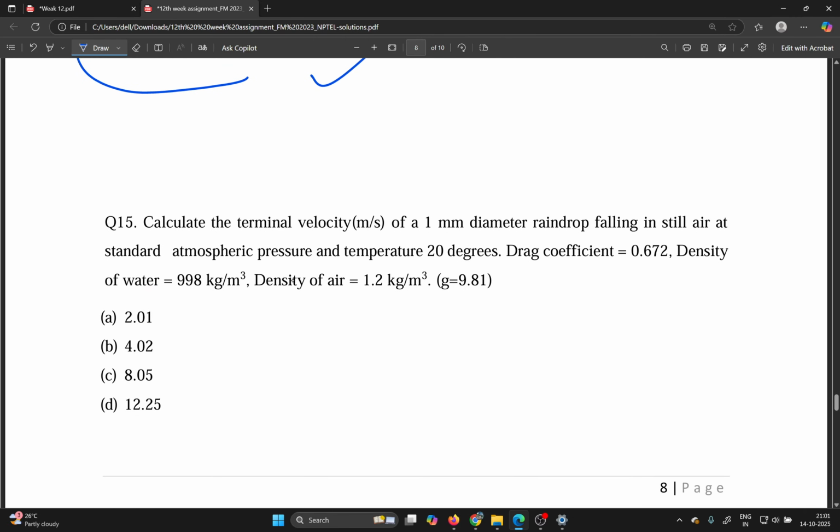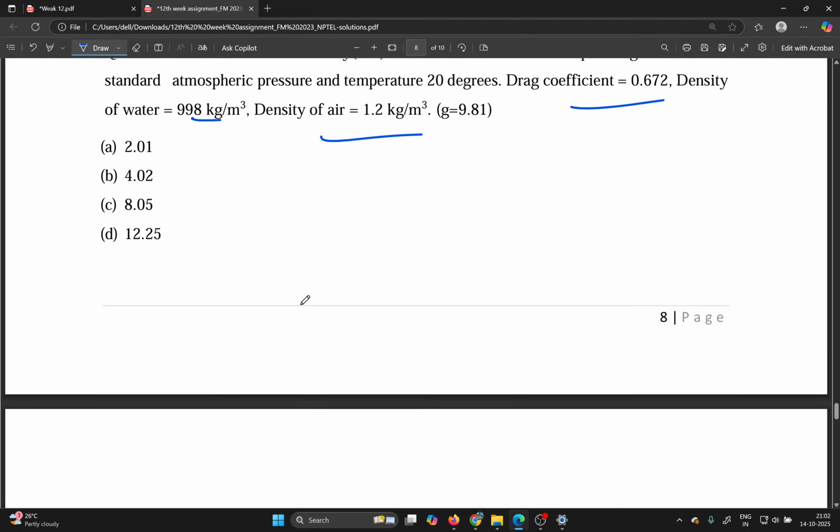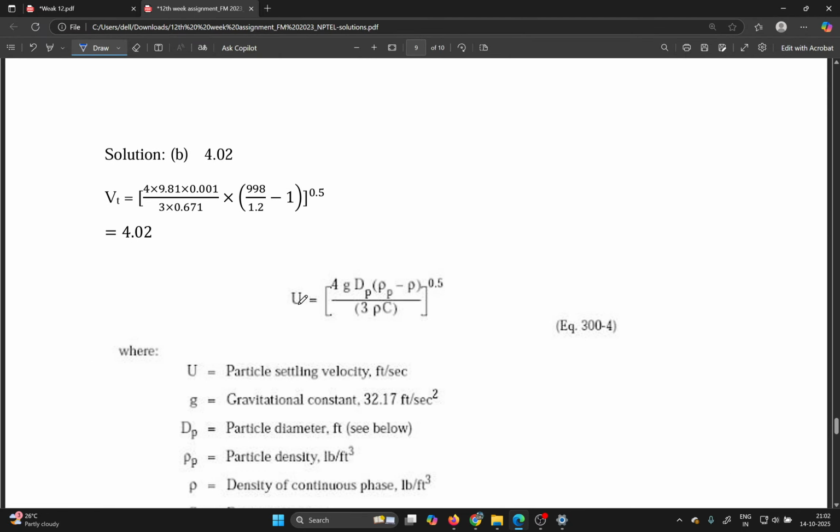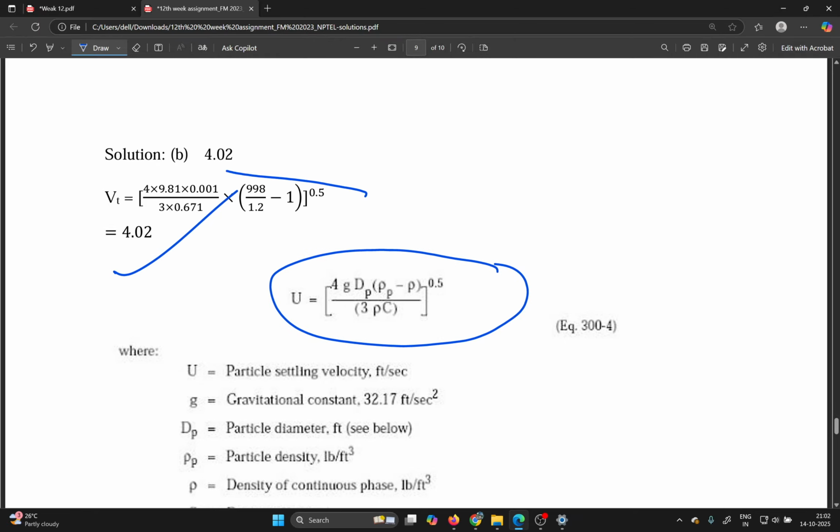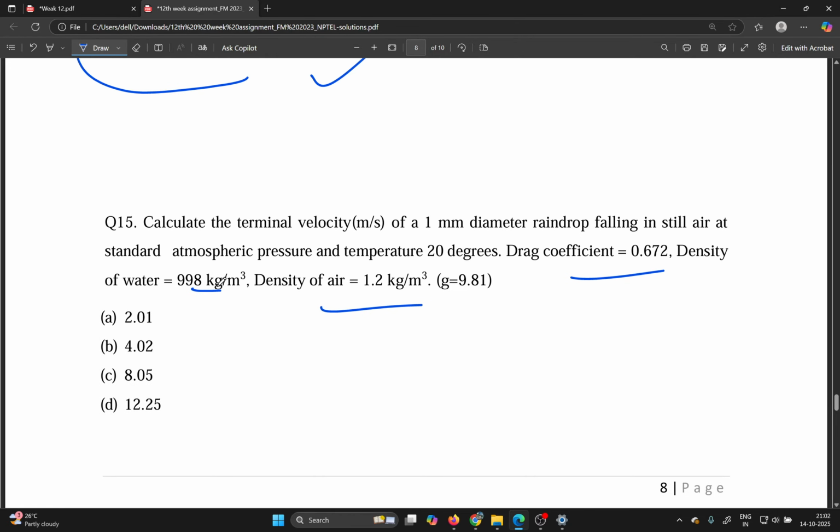Next one, calculate the terminal velocity of a 1 mm diameter droplet falling in still air at standard atmospheric pressure and temperature 20 degree. Drag coefficient is given, and the density of water and density of air are given. So terminal velocity you need to calculate. You know the formula already, it is given here, and after the calculation you will get 0.0402. So B option will be correct.